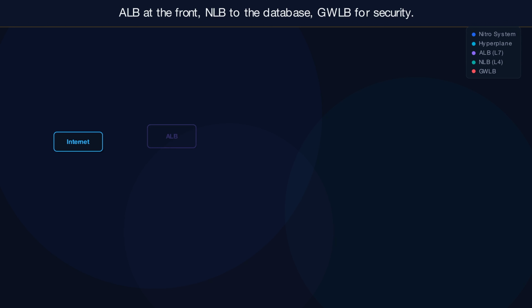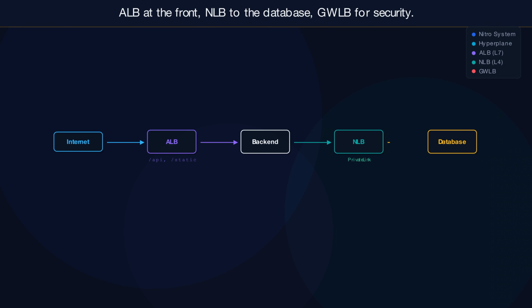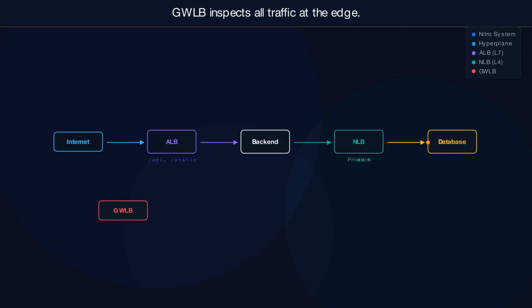Let's build a real architecture. A 3-tier web application. At the front door, ALB handles HTTP traffic, applies WAF rules, and routes by URL path. /API goes to your backend, /static goes to your CDN origin. Behind it, NLB connects your backend to a database VPC over PrivateLink. Secure, fast, private. No transit gateway needed.